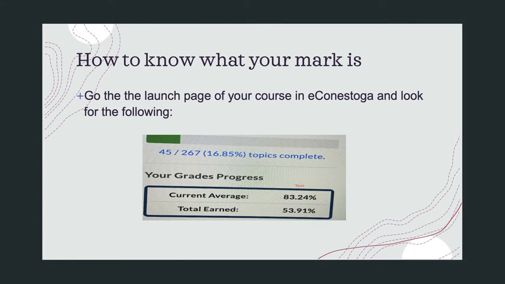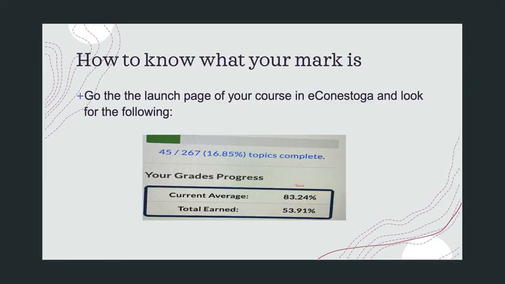You'll notice that this student has 2 marks, 83.24% and 53.91%. The 83.24 is taken from all the tasks that are completed and the mark the student has received, divided by the bottom number of all the tasks that are completed, times 100. The total earned is that nasty running final grade total, so ignore that.